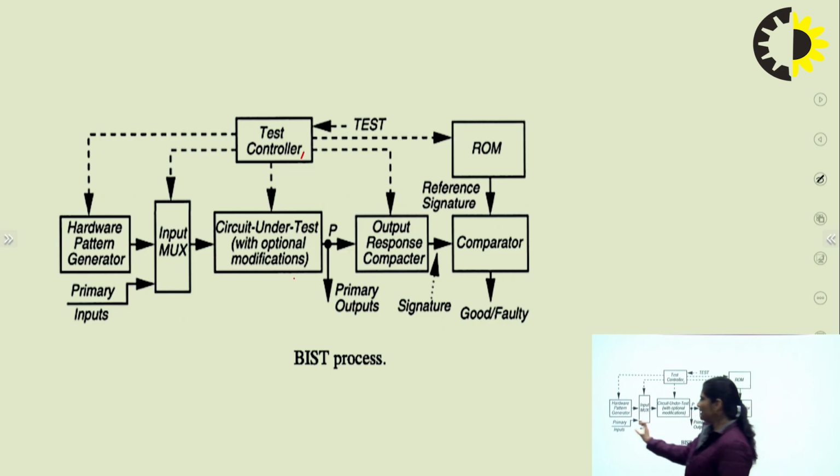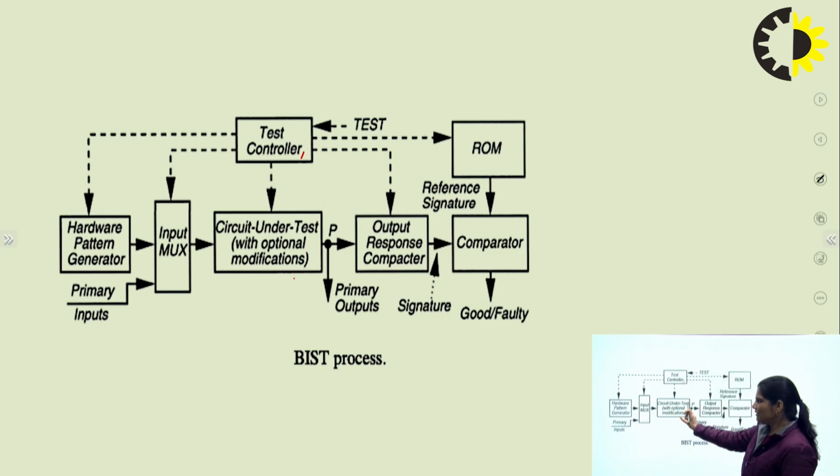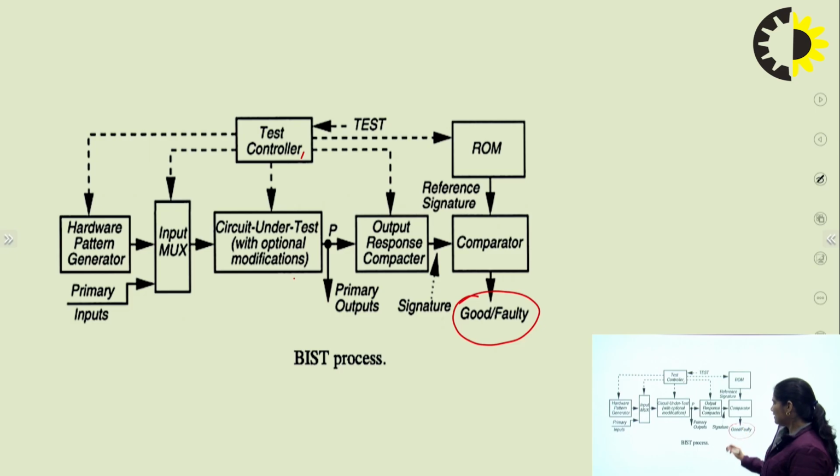When we apply primary inputs to this input multiplexer, the circuit under test produces the output, and the test controller compares the actual output with the computed output. If there is an error, we can say the circuit is faulty. If there is no error, then the circuit is in a good state. So this is all about the BIST process.